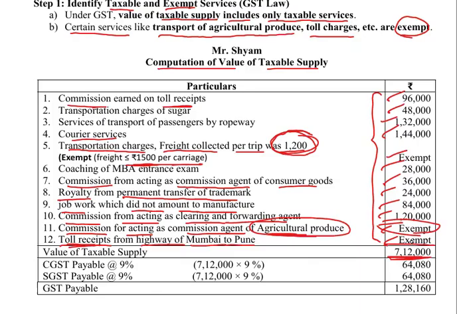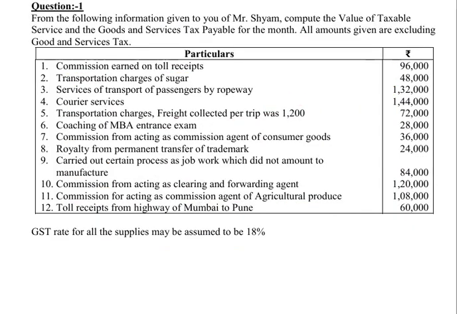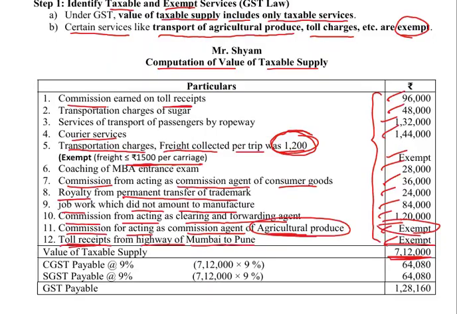On that, GST is how much percentage? It is 18 percentage. If nothing is given, we'll split into two parts. One is CGST and what? SGST. Okay, so CGST, that is 7,12,000 into, out of 18 percentage, 9 percentage for CGST and 9 percentage for SGST. The amount is 64,080 rupees. Similarly, SGST is also 64,080. Therefore, total GST payable is how much?